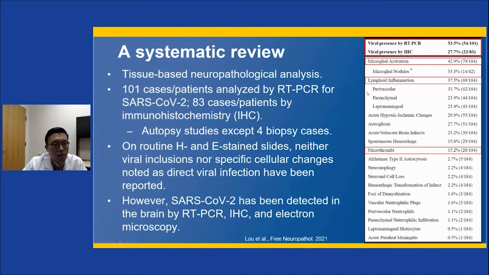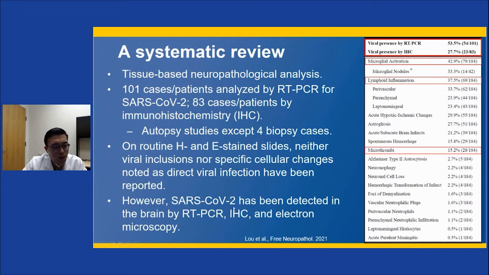This is a systematic review, so there are a lot of papers published last year and this year with COVID-19 neuropathology. This looked at tissue-based neuropathological analysis papers. They found 101 cases or patients analyzed by PCR for SARS-CoV-2, and 83 patients by immunochemistry analysis. And these were all autopsy studies except for 4 biopsy cases. On standard H&E slides, neither viral inclusions nor specific cellular changes were noted as direct viral infection. That's pretty important to recognize.